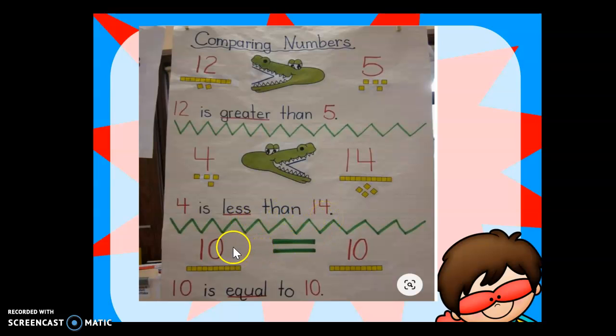And last, we have the number 10 on the left side and the number 10 on the right side. We see that there's 1 ten here and 1 ten here. So that means 10 is equal to, or the same as, 10.